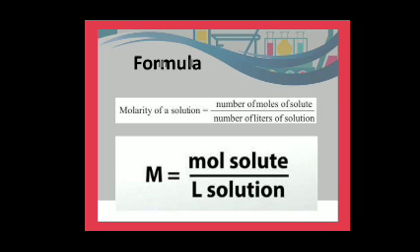Therefore, capital M is equal to W by GMW into 1000 by V in milliliters.